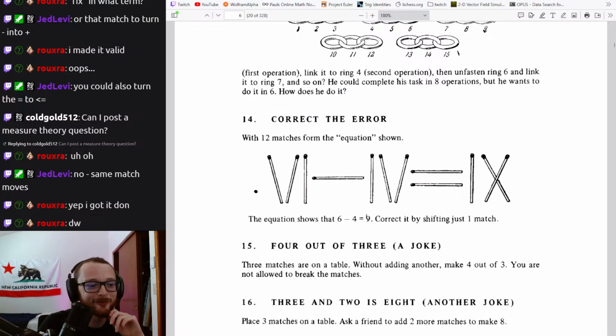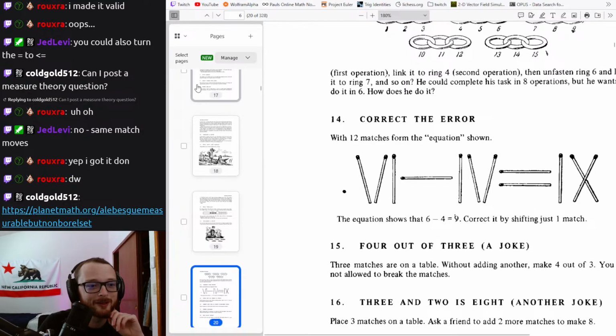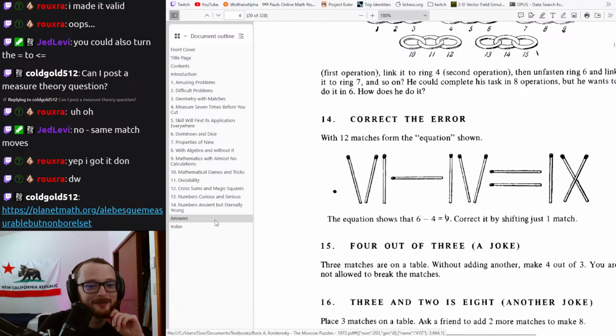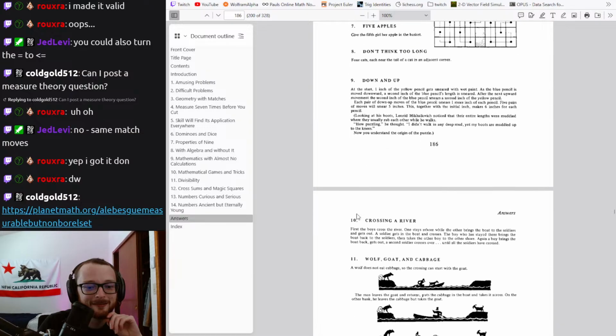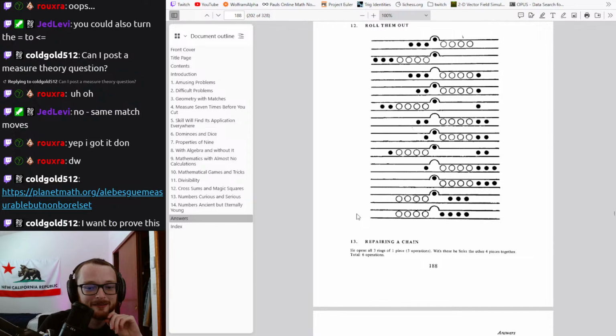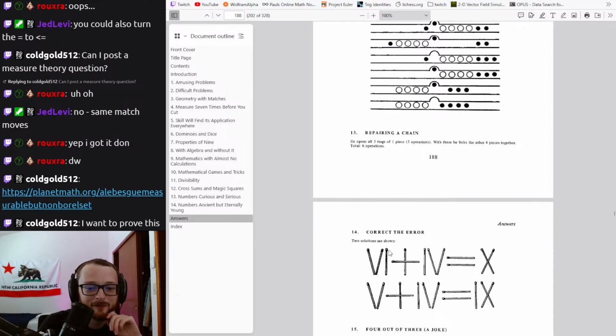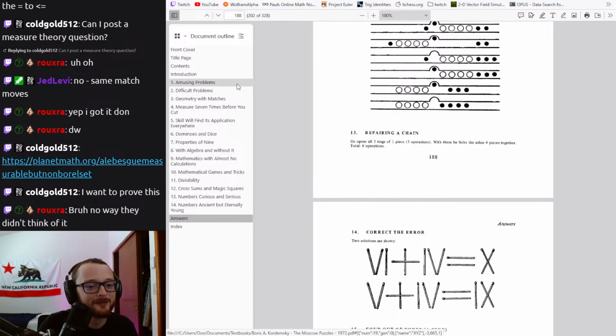I want to look at the answer to this, because I want to see if they, like, thought of Roxra's idea. Two solutions are shown. Oh, no, so they were only doing plus signs. No, those are the only two solutions that they provide.